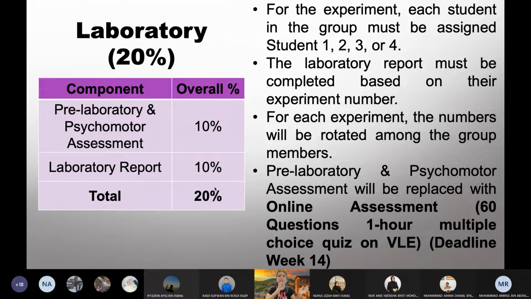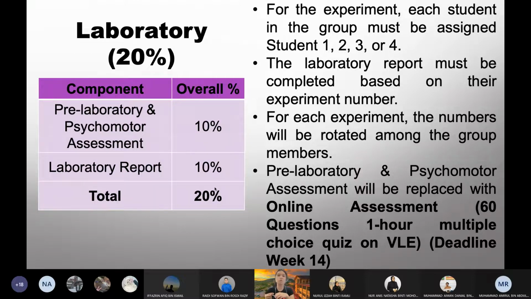So it means you don't need to do the pre-lab, all those many things you don't need to do anymore. Psychomotor also no need. I'm just going to combine and do one online multiple choice quiz. So it's a 1 hour quiz, 60 minutes. I will open the quiz throughout the whole semester until week 14.